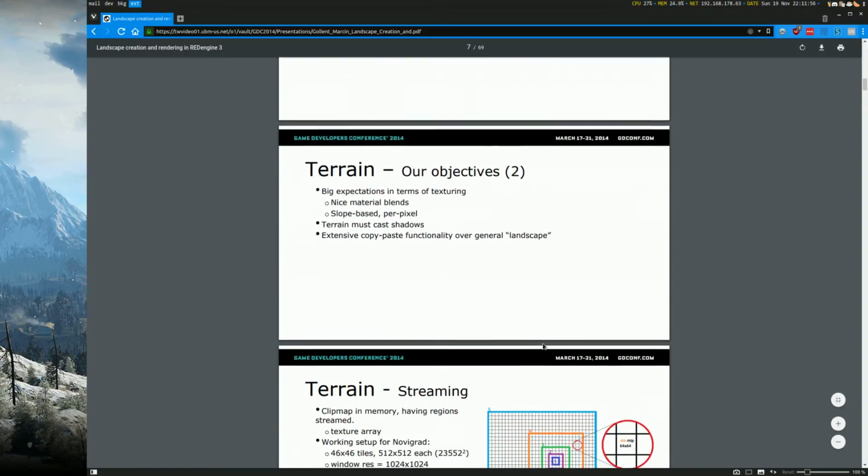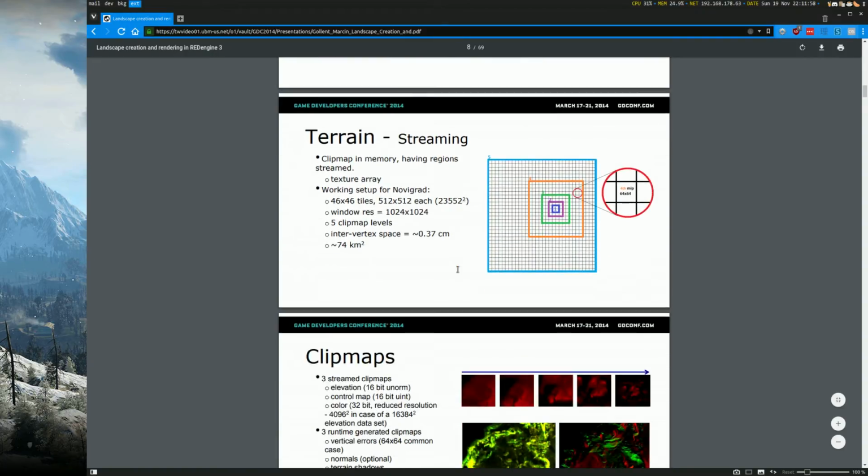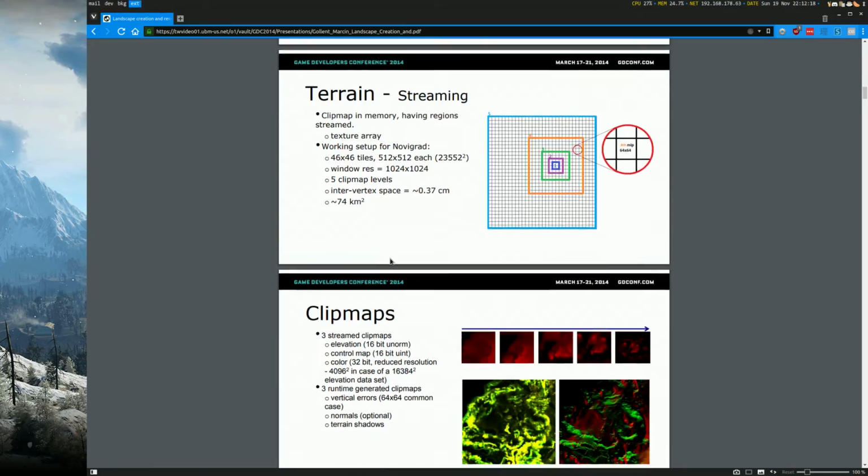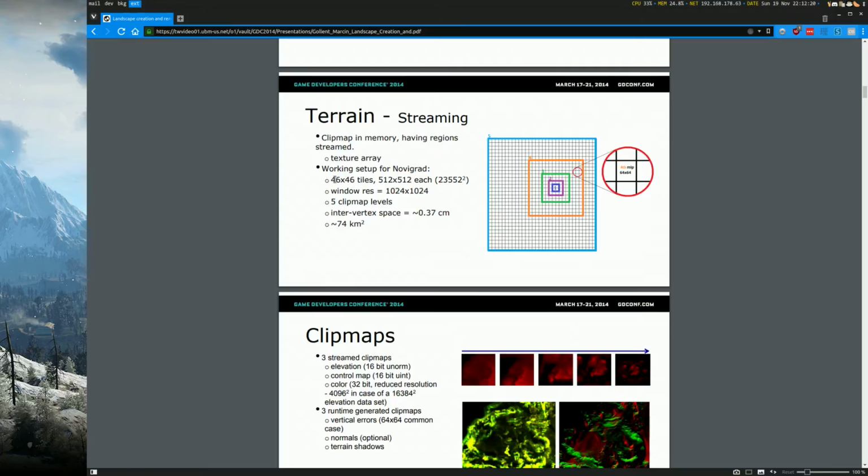Okay. Terrain streaming. Right. Clipmap in memory, having regions streamed. Texture array, that's what we're doing as well. 46 by 46 tiles, 512 each. 5 clipmap levels. Okay. So, tiles.